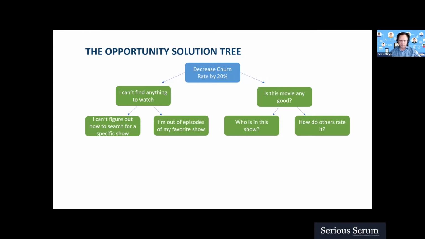And when we talk with the customers about the problems, the example that I'm presenting is for a video platform. So let's say that we have Netflix, and the customer might say that they can't find anything to watch. Then we ask additional questions. We can use, for example, the Toyota 5 Whys approach, so keep repeating why until we get to the root cause of the problem. In this case, the user may say that they can't figure out how to search for a specific show, or that they are out of episodes of their favorite show. So we ask additional questions, why, until we go to the bottom layer.